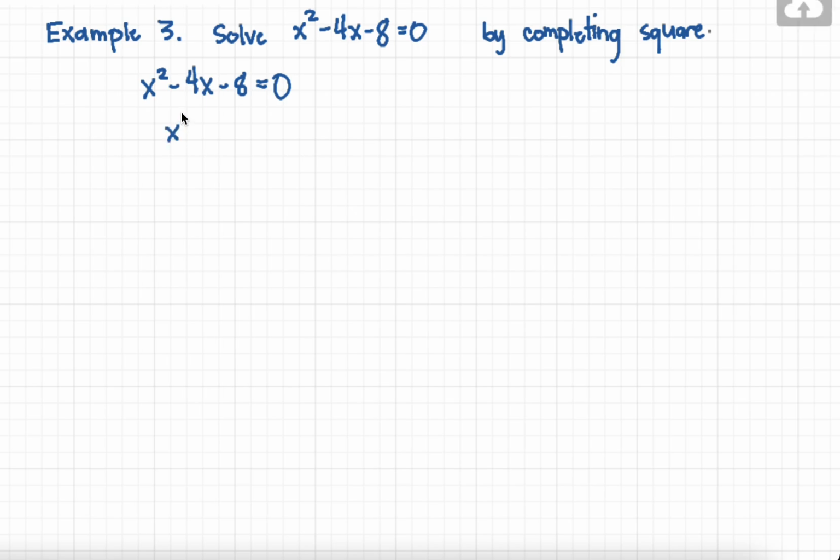So, first, we need to transpose yung ating constant to the other side of the equation. So, yung negative 8 becomes positive 8. So, next is we need to think what number we can add in order for this to be a perfect square trinomial. So, to do that, all we need to do is to divide the value of b.